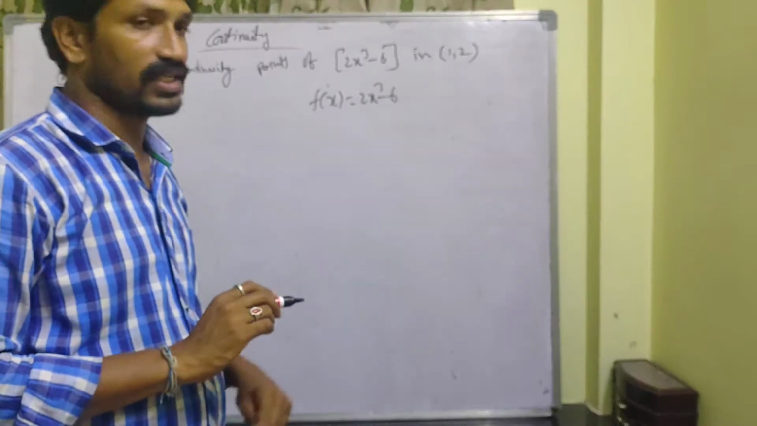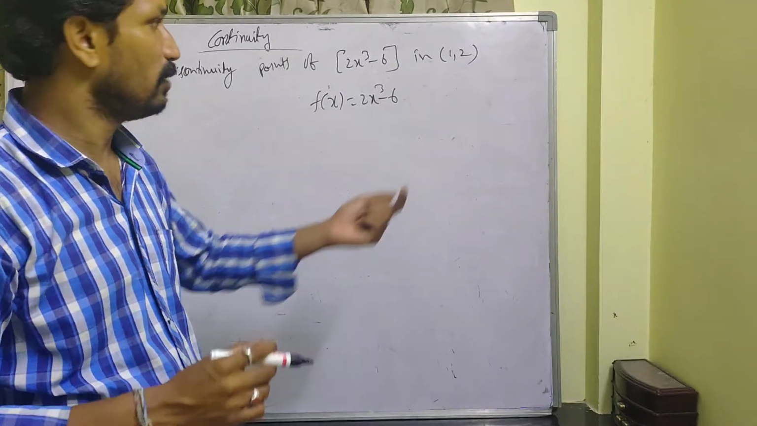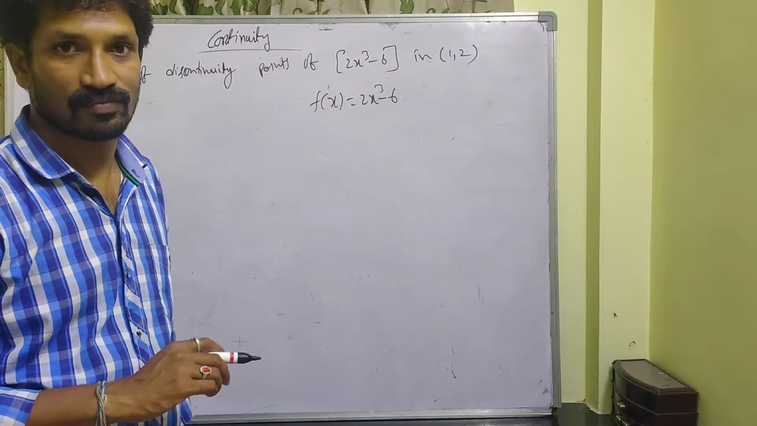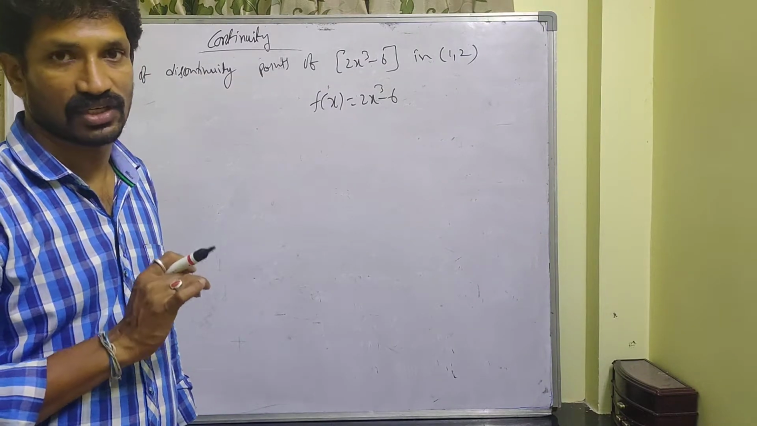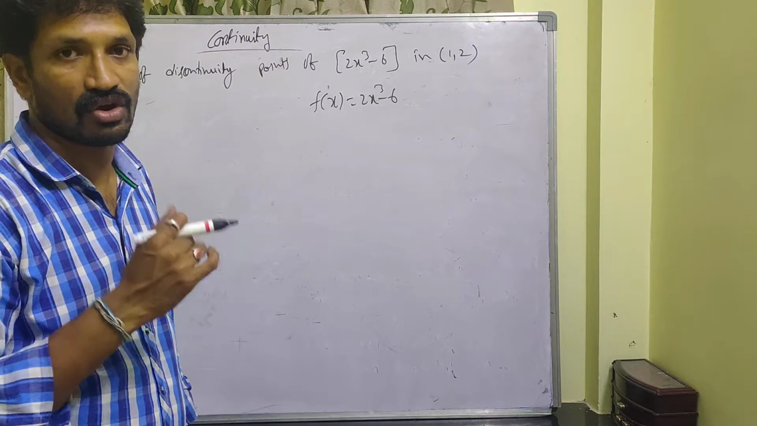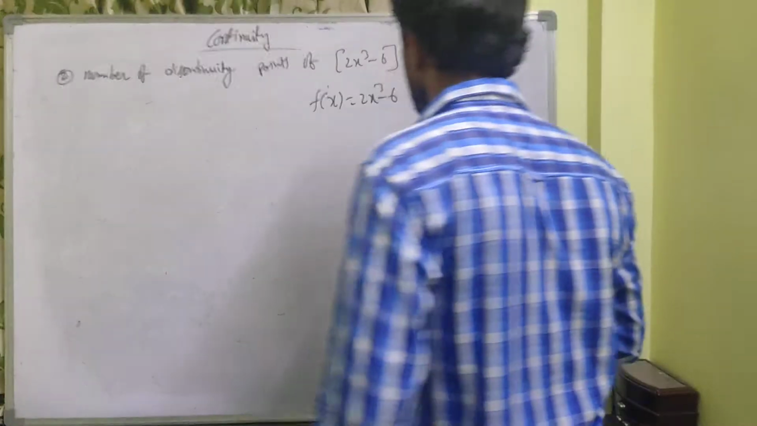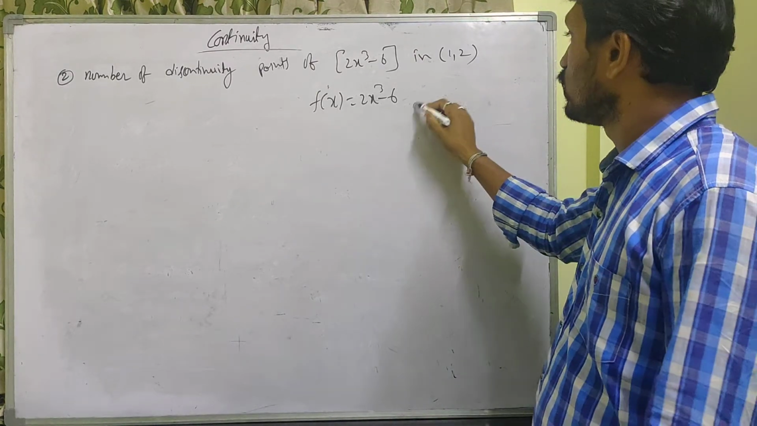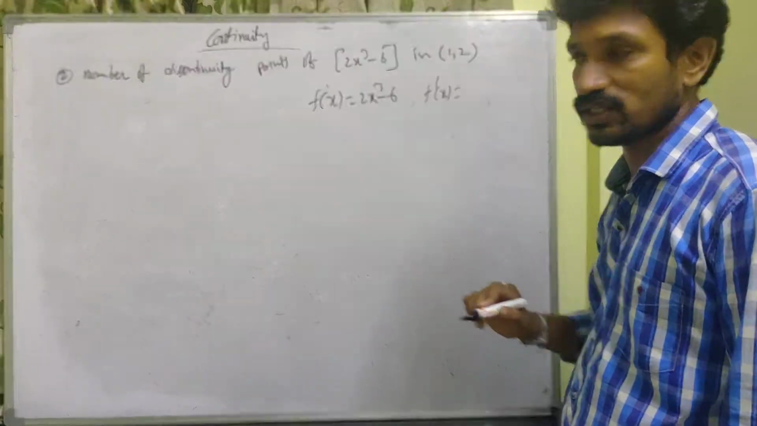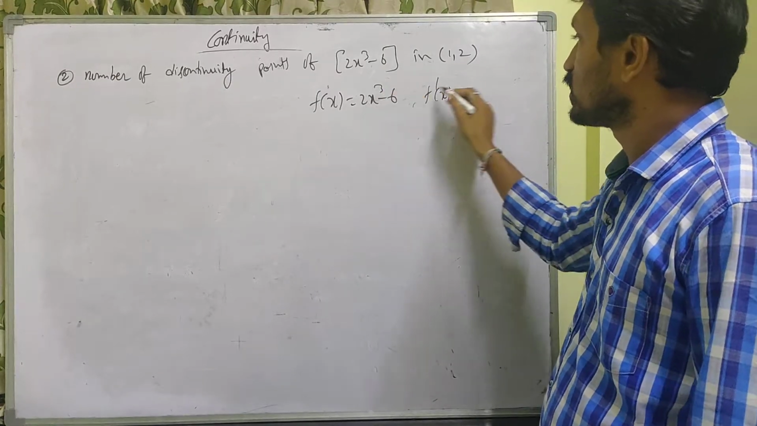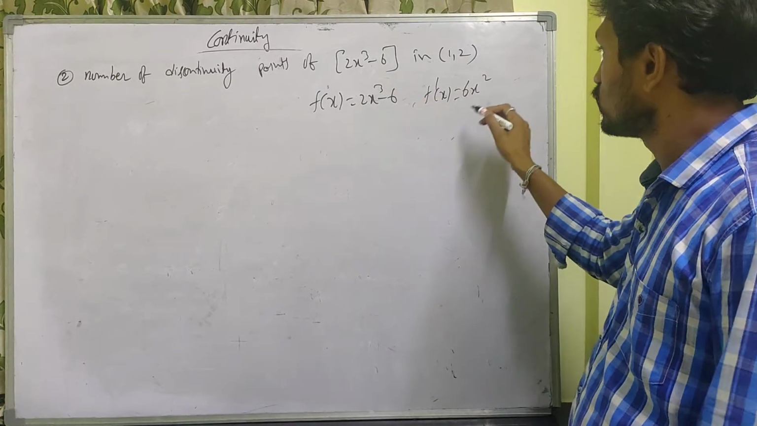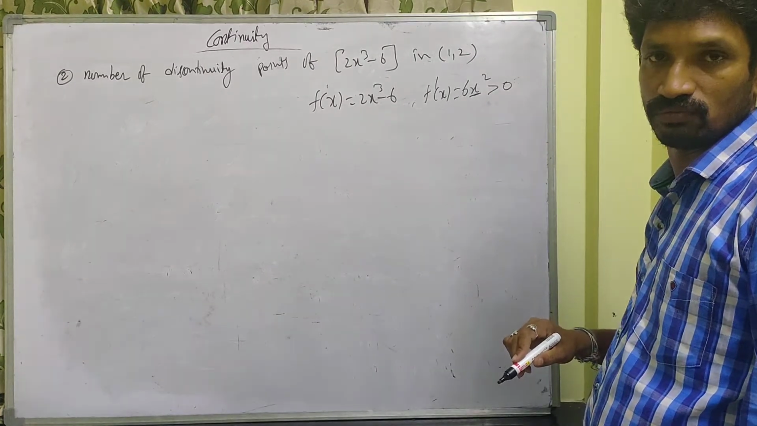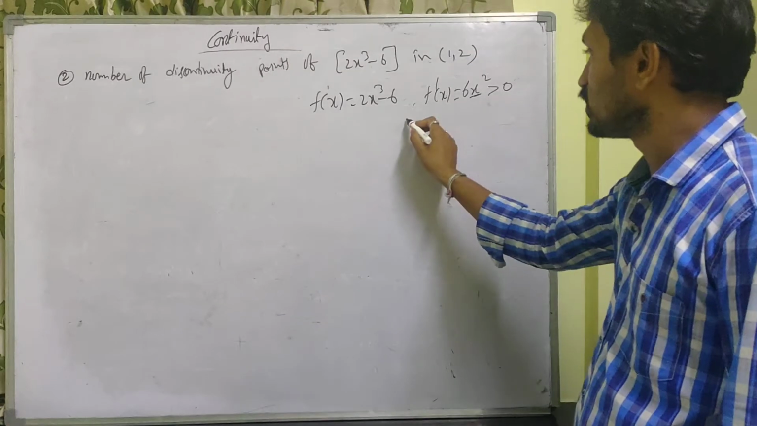For 2x cube minus 6, to find the maximum or minimum value directly between the intervals, we can say it easily whenever it is an increasing or decreasing function. Not for continuity, we can't decide it easily. So we have to differentiate it. f dash of x is 6x square, and minus 6 becomes 0. x square is positive, so 6x square is always greater than 0, which means it is an increasing function.